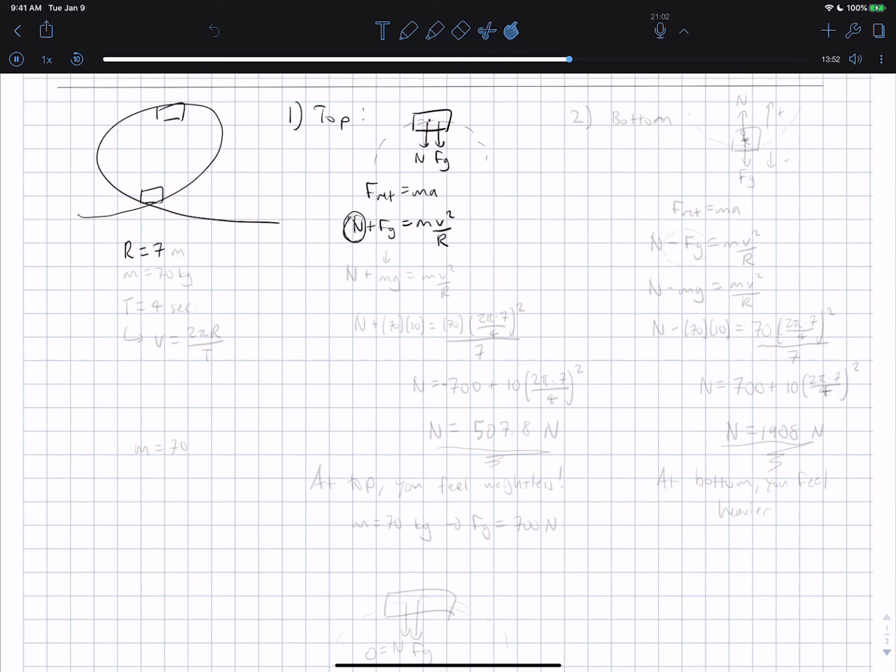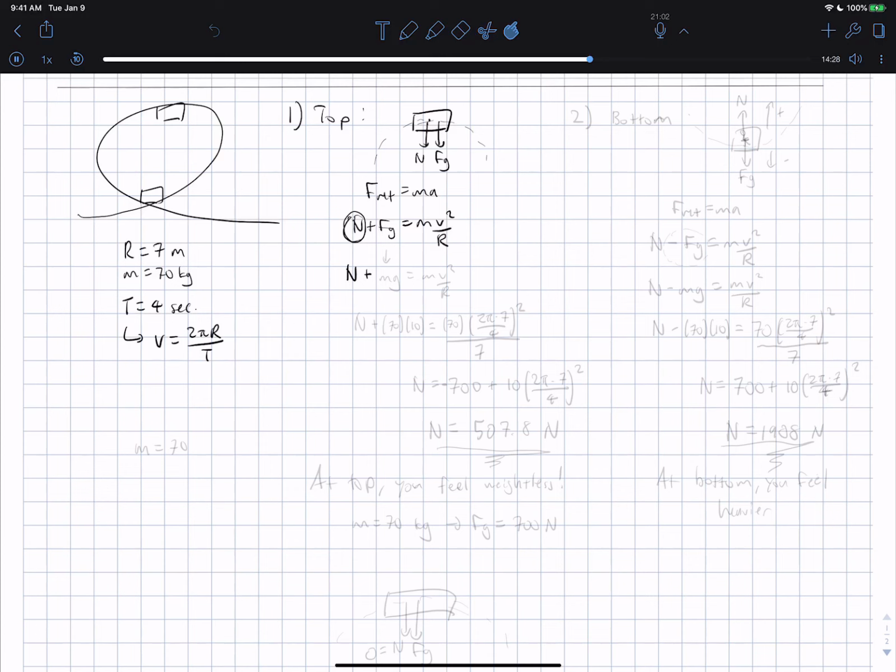The given variables are that the radius is 7 meters, the mass of the person in the cart is 70 kilograms, and it travels the loop in 4 seconds. So the period is 4 seconds, meaning we can use the equation for the velocity, 2 pi r over the period, to find its velocity. Okay, so if we're trying to find the normal force, well, we know the force of gravity acting on the person in the roller coaster is just mg.